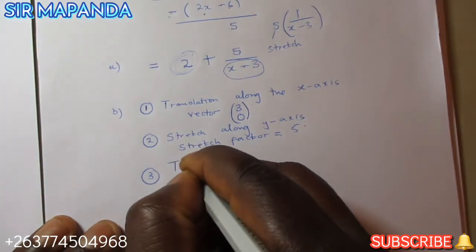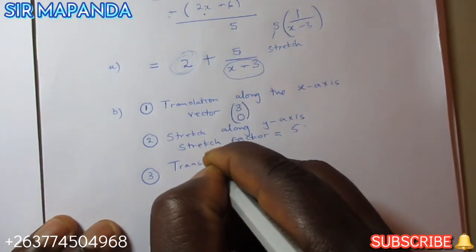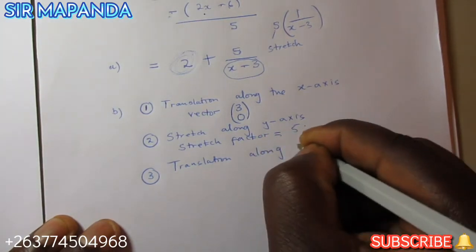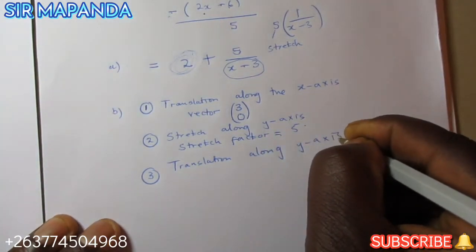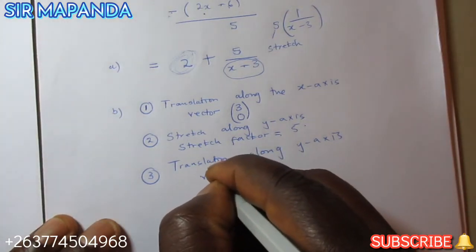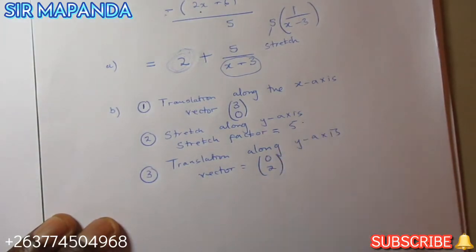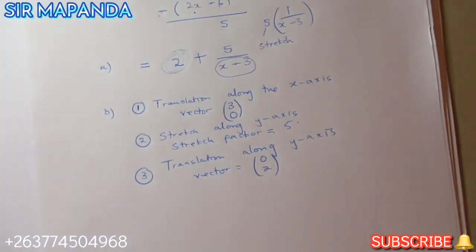So you write translation along y-axis. For translation, you describe it using a vector. So the vector is 0 and 2. I hope you are following.